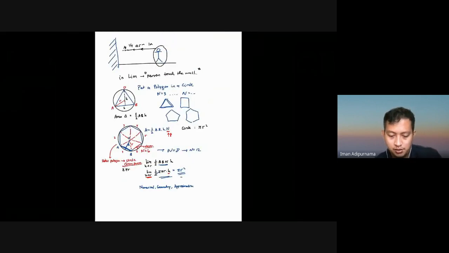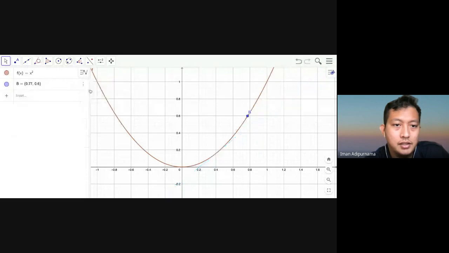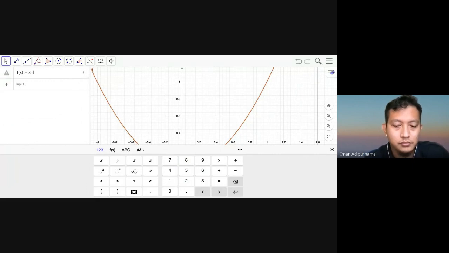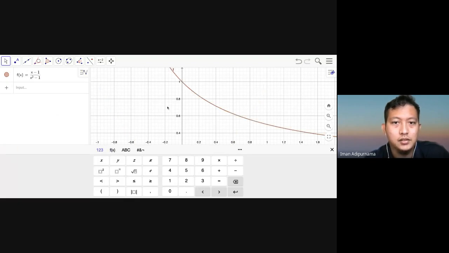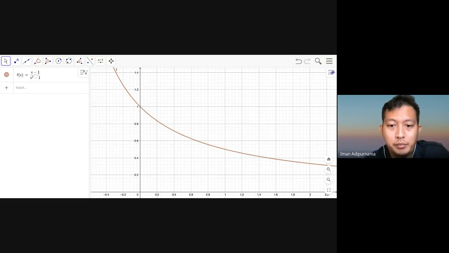What I want to show you is, okay, let me go back to the GeoGebra. Okay, the GeoGebra, and let's make another graph. Okay, another graph. Okay, let's delete this. Okay, let's make another interesting function for you. All right. Now we have x minus 1 over x squared minus 1.